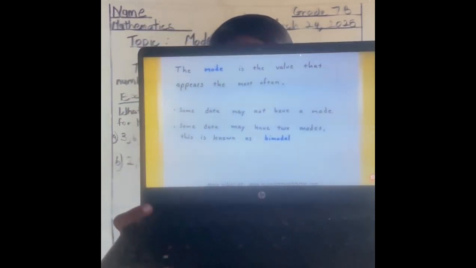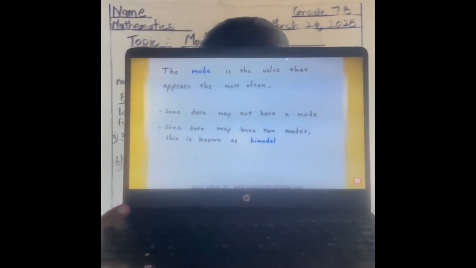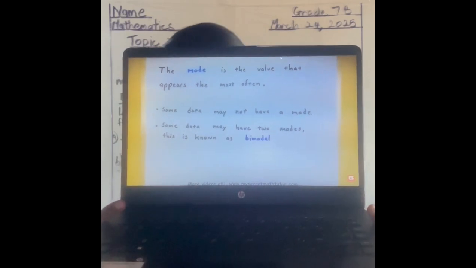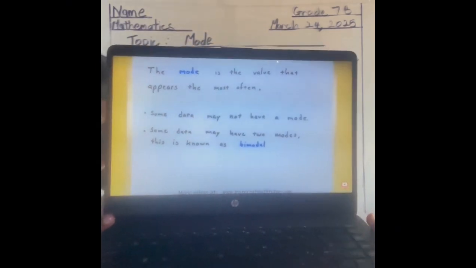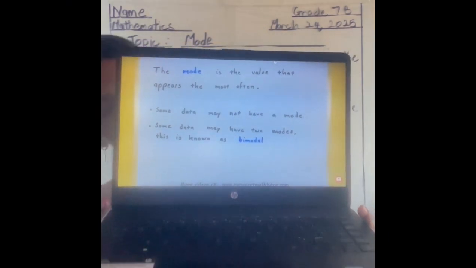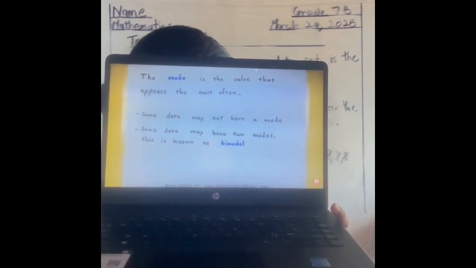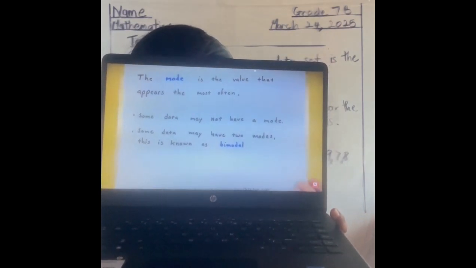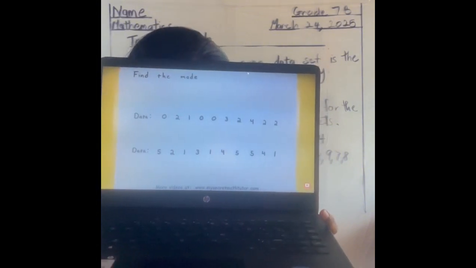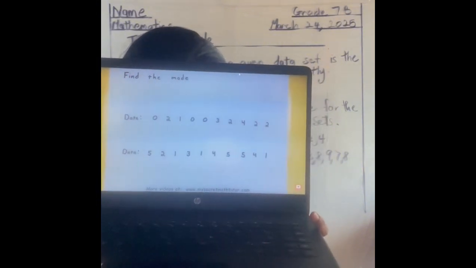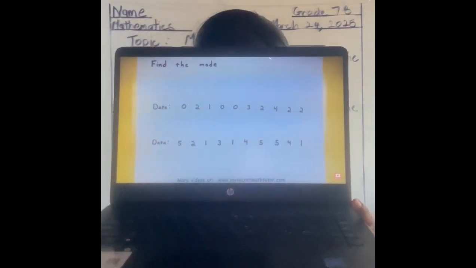There are other types of data where you may end up with a couple of values that have exactly the same frequency, so they show up the same number of times. And in situations like that, we call it bimodal. In a nutshell, though, you're just really looking for the values that show up the most often. So with that idea in mind, let's take a look at a couple of sets of data and see if we can find the mode.